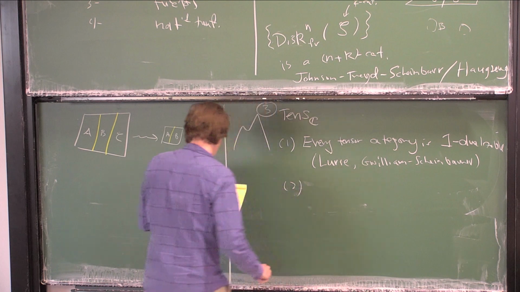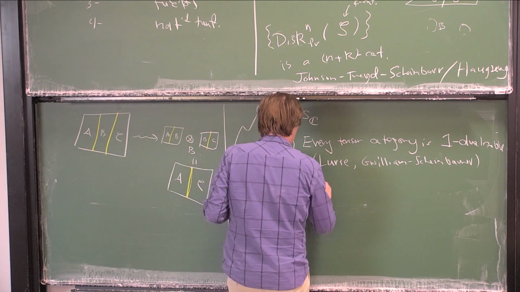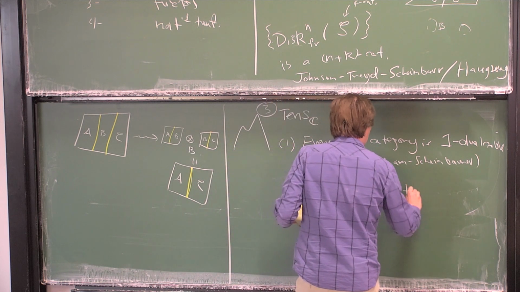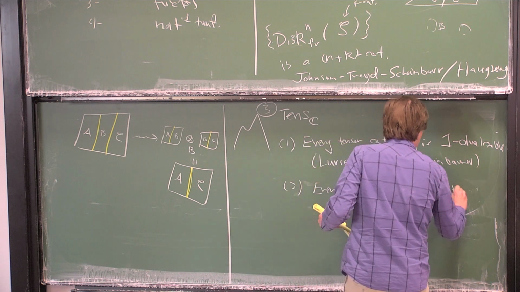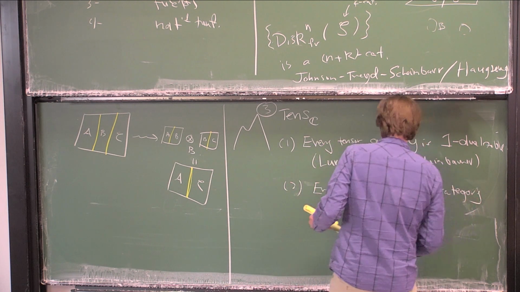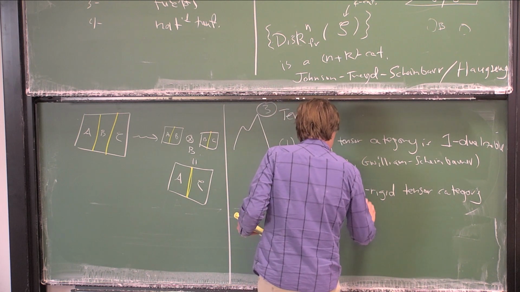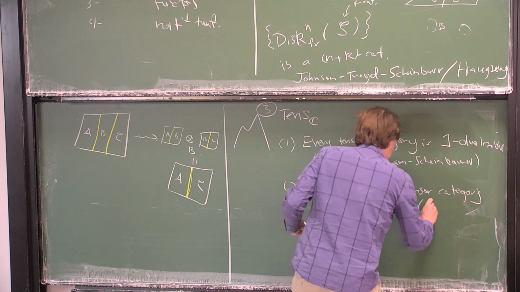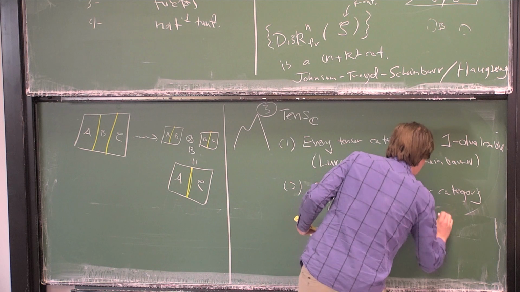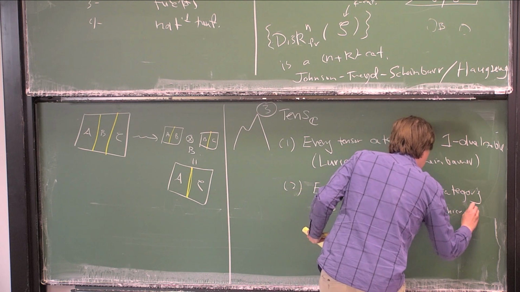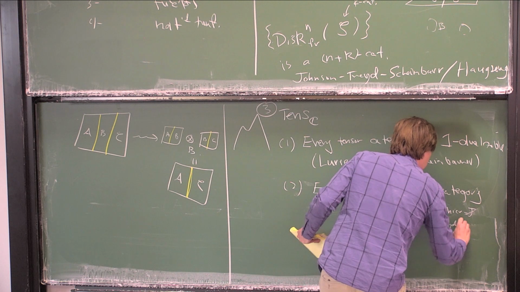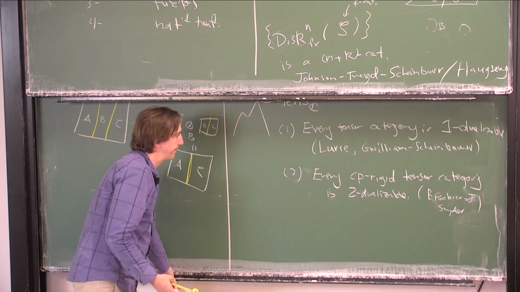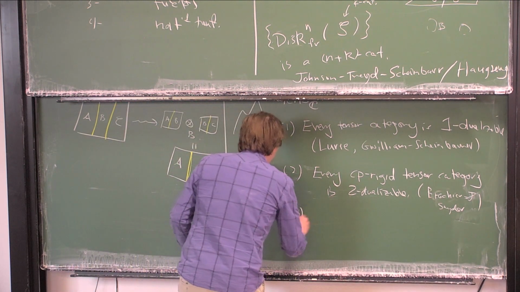Okay, 2. So every CP rigid tensor category is 2 dualizable. This we proved with Adrian Brochet and Noah Snyder. This is a bit anachronistic because the result to follow came first. I'll discuss. And then what you really want to know is about 3 dualizable.